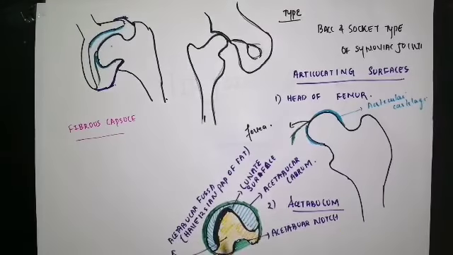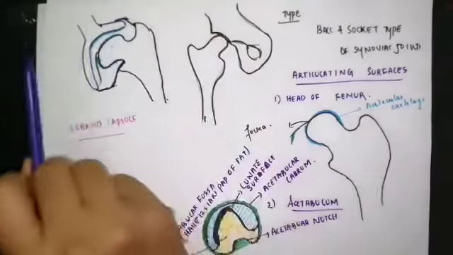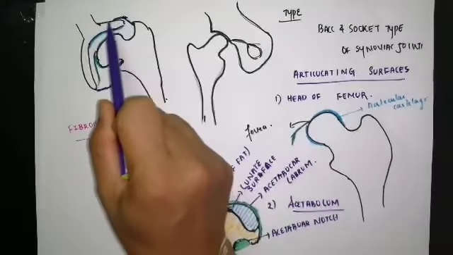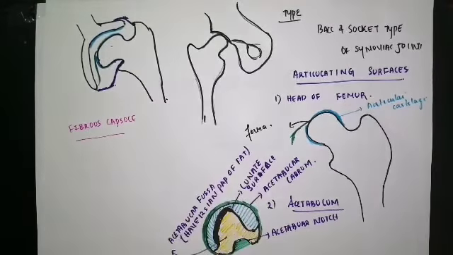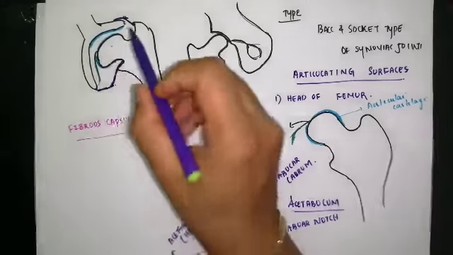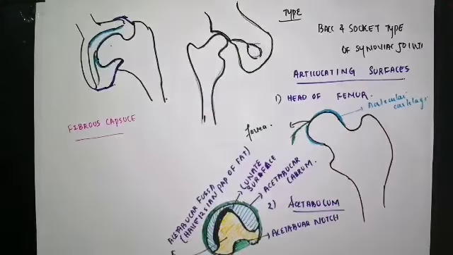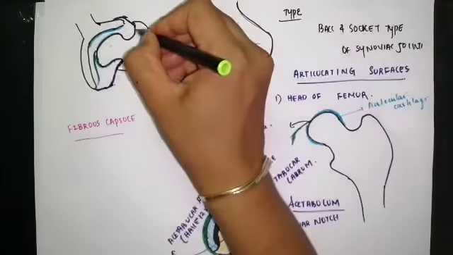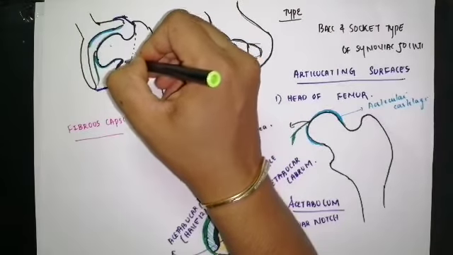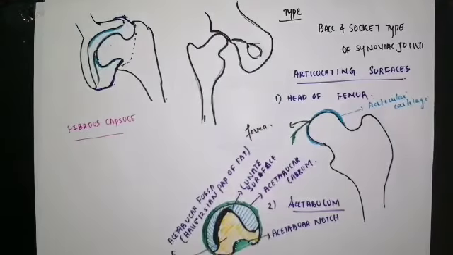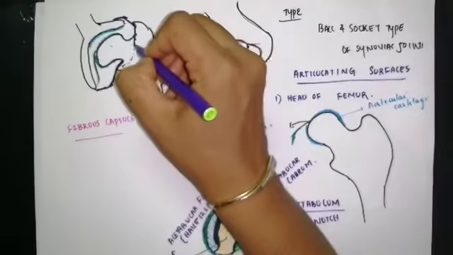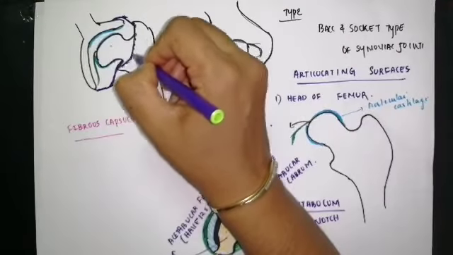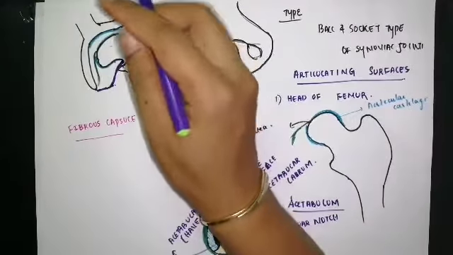So that is the attachment. Now you can see that medially it is attached to the rim of the acetabulum and laterally it gets attached to the femur. Now what is the anterior attachment? This has to be noted: anteriorly it gets attached to this. We can see that there is an intertrochanteric line here. So anteriorly it gets attached to the intertrochanteric line like this. So that is the attachment.